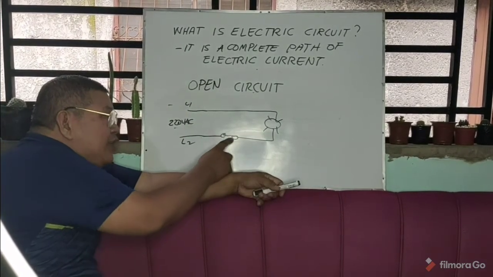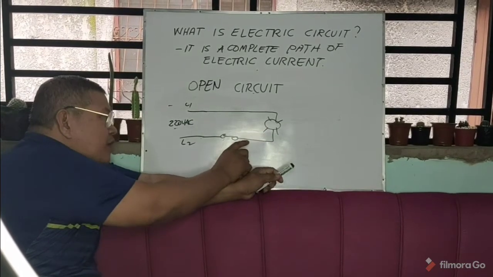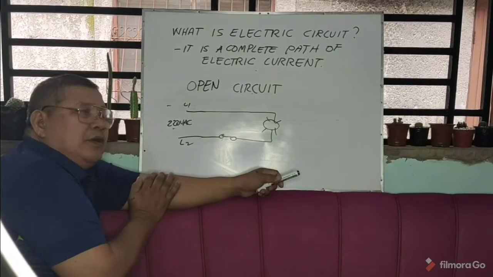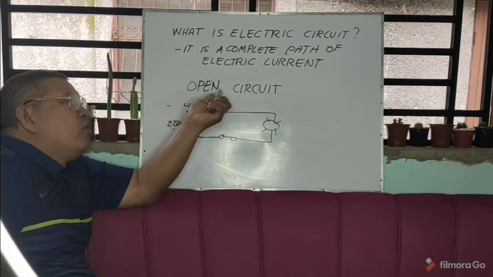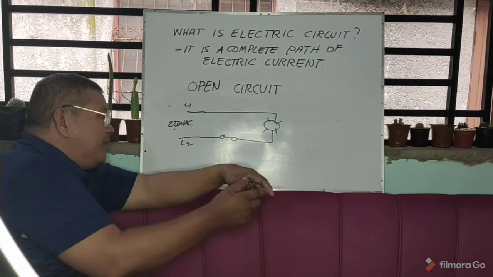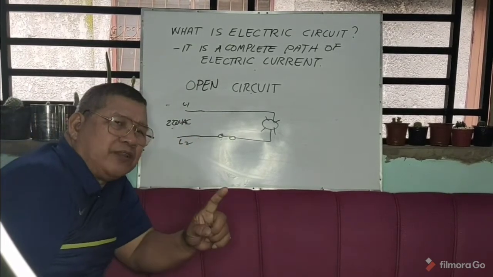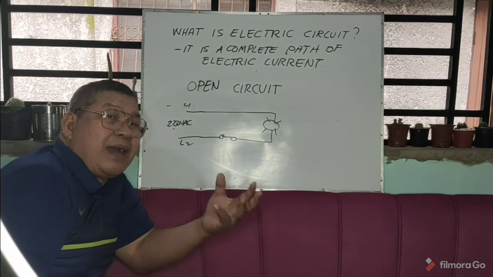Okay, so that is the difference. Earlier, you switched this off, the lamp is off. When you switch on, the lamp is on. But this time, I switch on, but the lamp is not lighting. So the trouble now is open circuit. Okay? Now, what are the causes here? Because this is the trouble. Remember, in every trouble, there are causes.